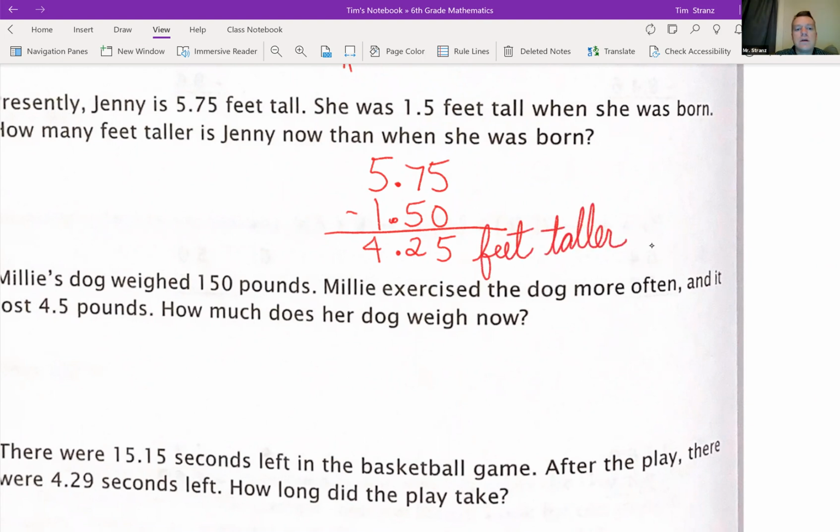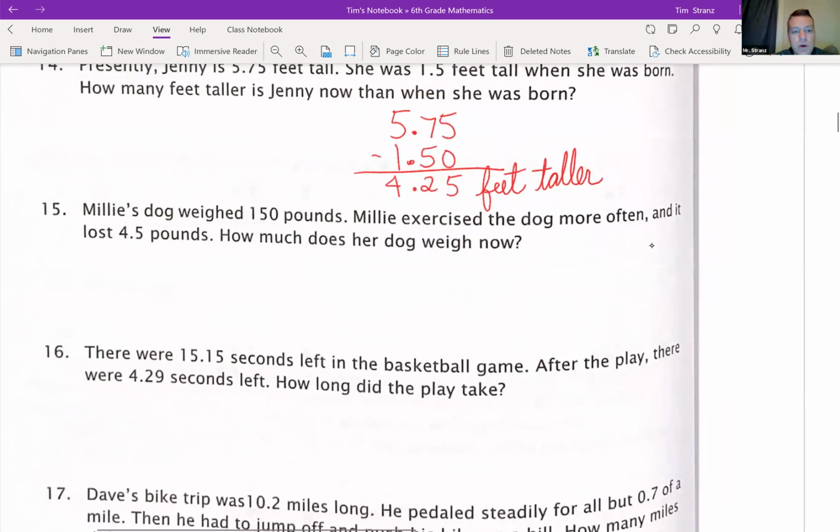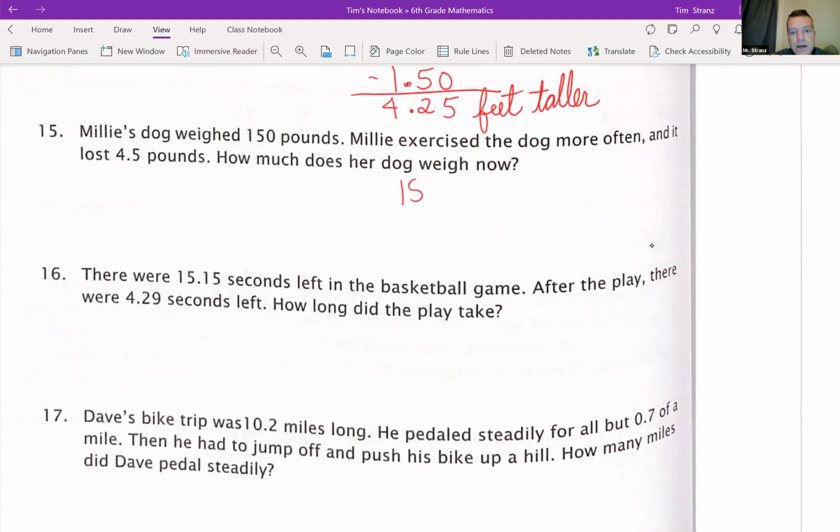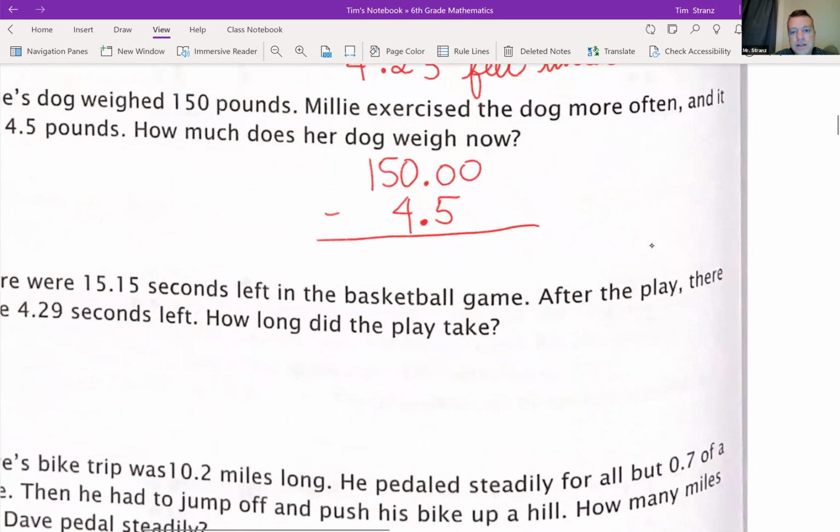Okay. Number 15, Millie's dog weighed 150 pounds. Millie exercised the dog more often and it lost 4.5 pounds. How much does the dog weigh now? So you have a 150-pound dog after exercising. She lost 4.5 pounds. Make sure you line up your decimals nice and neat. Okay, there's going to be a 0 here also. So it's going to stay 0.